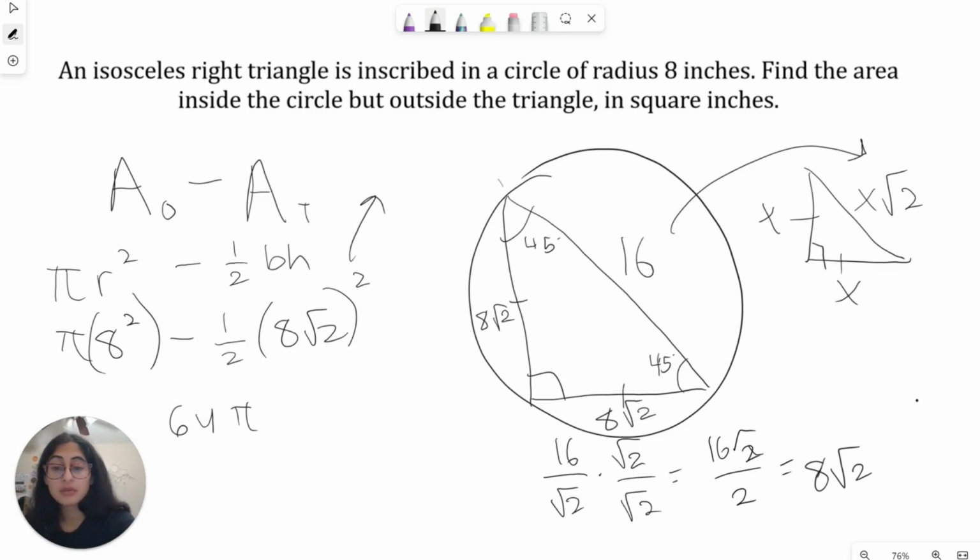Okay, so what is that? Well, 8 squared is 64, square root 2 squared is 2, so we end up with 1/2 times 64 times 2. The 1/2 and the 2 will just become 1, so we just end up with 64 pi minus 64, and that's the area inside the circle but outside the triangle in inches squared.